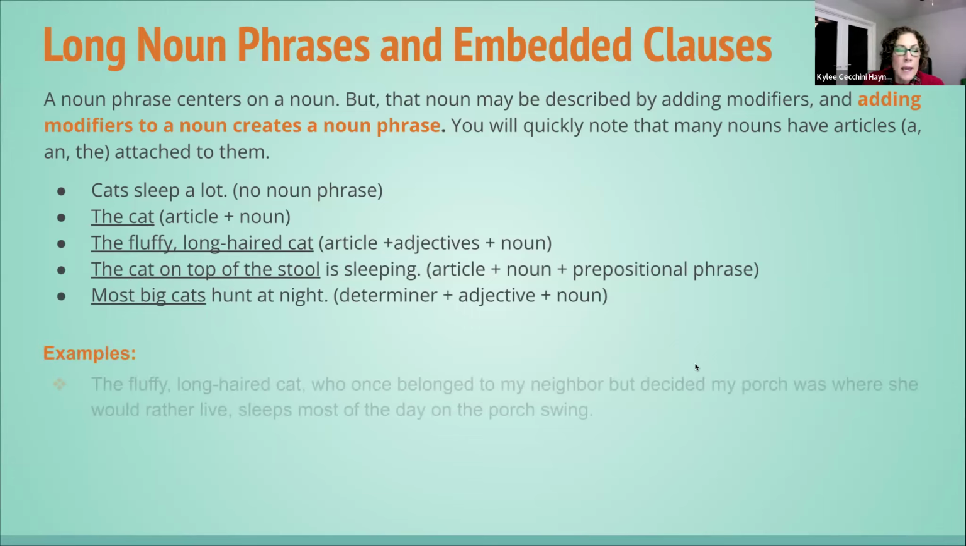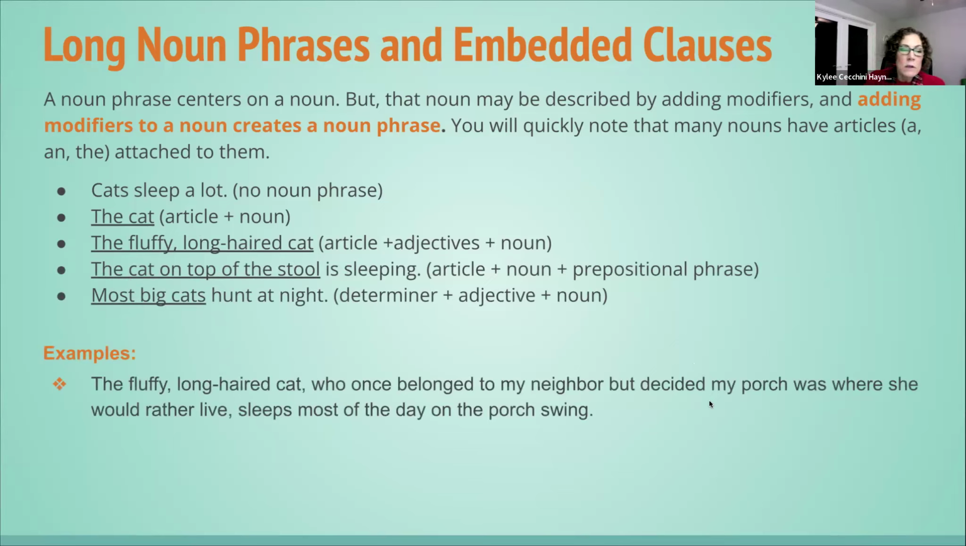Okay, so I came up with this example where if you were to diagram this sentence in its most basic form, you would have cat sleeps. That's our subject, that's our verb. But here's the sentence. The fluffy long-haired cat, who once belonged to my neighbor but decided my porch was where she'd rather live, sleeps most of the day on the porch swing. Long sentence. And there's a lot of information, a lot of vocabulary in here, but the basic sentence is the cat sleeping, right?